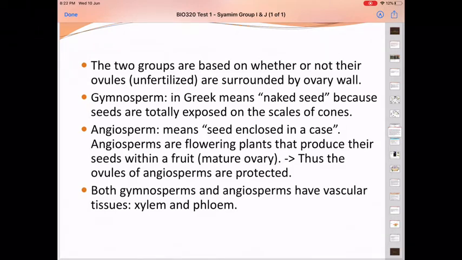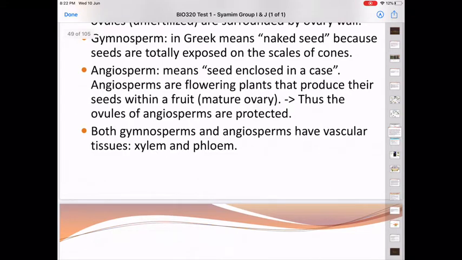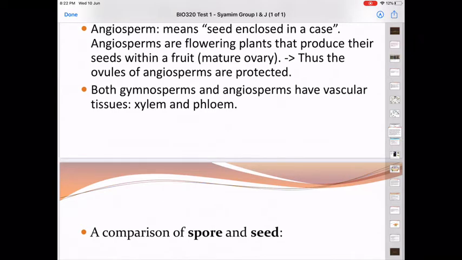Angiosperm means the seed is enclosed in a case. So angiosperms are flowering plants that produce their seeds within a fruit. The fruit that you have eaten is actually the mature ovary. The seed within the fruit is the ovule. So the ovules of angiosperms are protected. Both the gymnosperm and angiosperm have vascular tissue, which is the xylem and phloem. So these two types of plant are advanced. They are more evolved compared to the seedless plants.